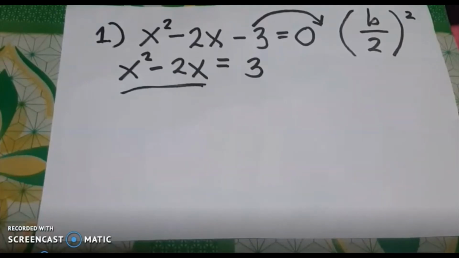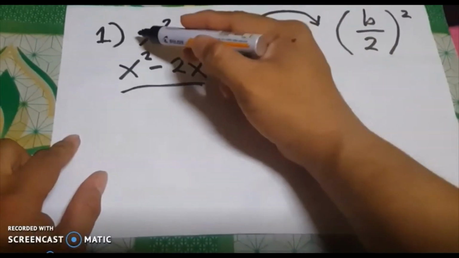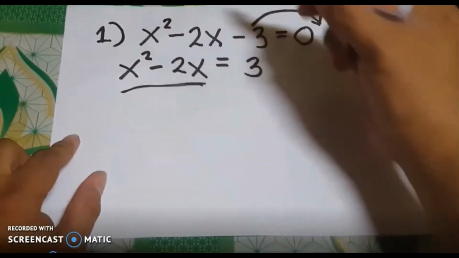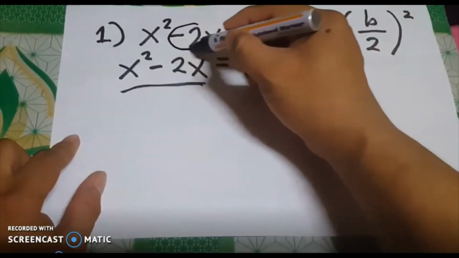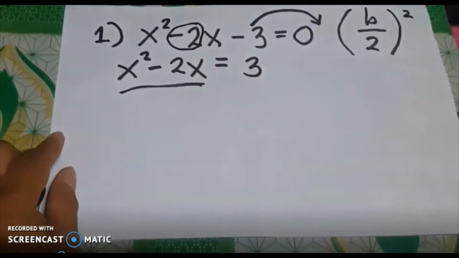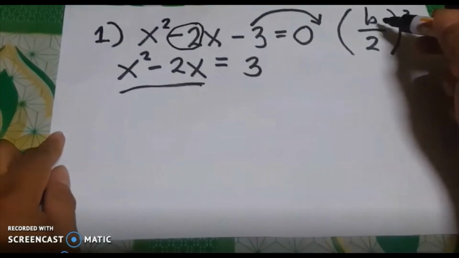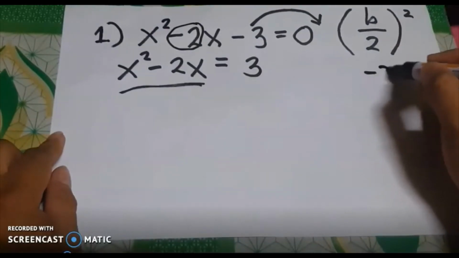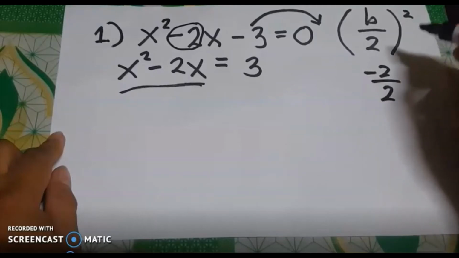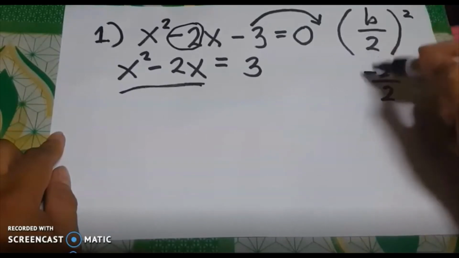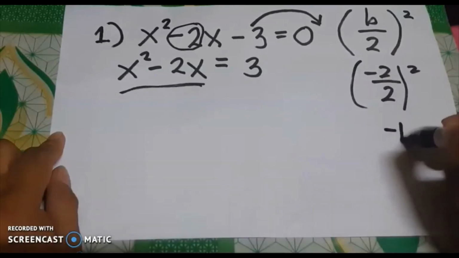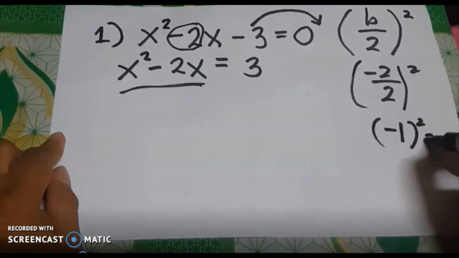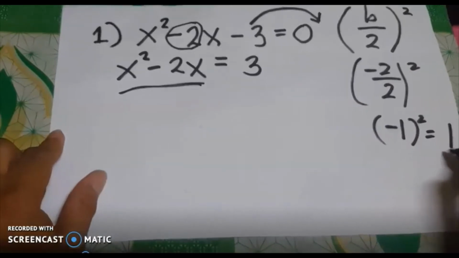What is that b that we are pertaining to? So we are pertaining to the numerical coefficient. So the numerical coefficient of a is 1 while c is negative 3. So the b that we are pertaining to is negative 2. So all you have to do is substitute it to the given expression: we do have negative 2 divided by 2, this is in place of b, negative 2, and quantity squared. Negative 2 divided by 2 is negative 1. And negative 1 squared is 1.